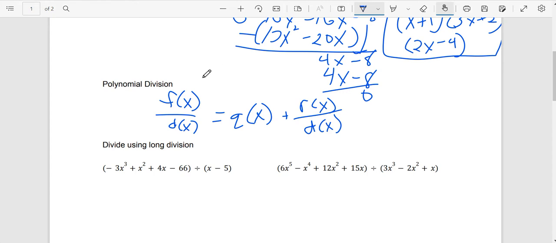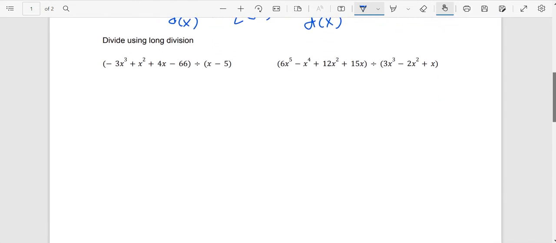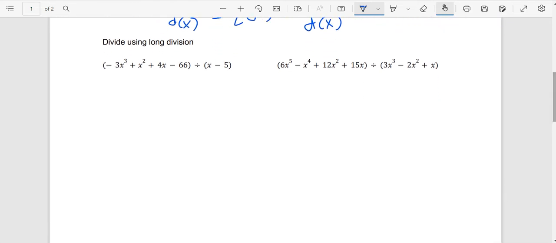All right, this is the polynomial division rule. If we have f of x divided by d of x, that's going to be equal to whatever your quotient is. And at the end, we're going to put our remainder divided by d of x, d of x being what you're dividing by. This will be the proper notation whenever we do have a remainder. If your remainder is 0, then just roll with q of x. It's perfectly fine. Let's do some by using long division.